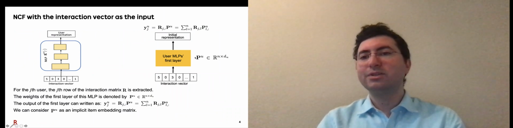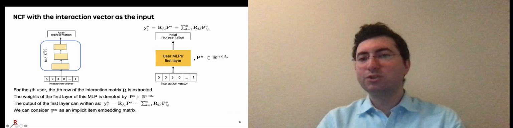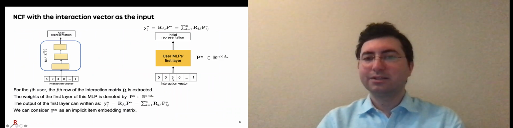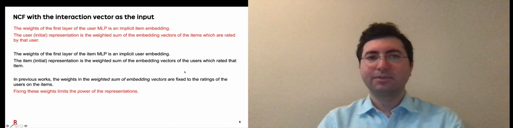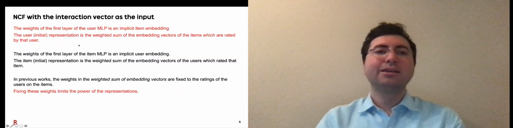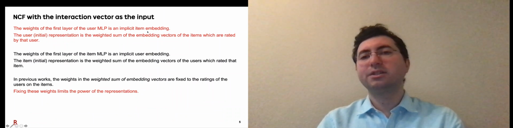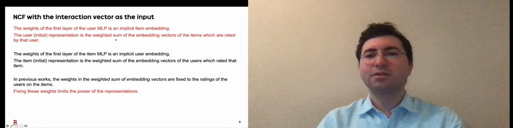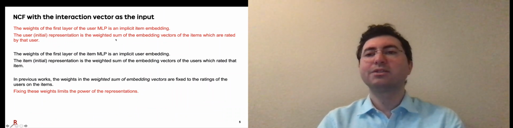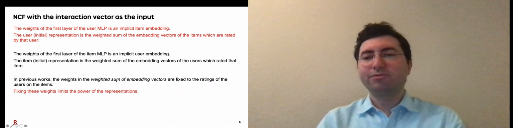We call this implicit item embedding. The output of this layer is the weighted sum of some of those embeddings. Which ones? The ones that the user rated. And what are the weights? They are fixed to the ratings. Here is a summary of what I said. First, the weights of the first layer of the user MLP is an implicit item embedding. Second, the user initial representation is the weighted sum of the item embeddings. Which ones? The ones that the user rated. And finally, the weights in the weighted sum are fixed to the ratings.